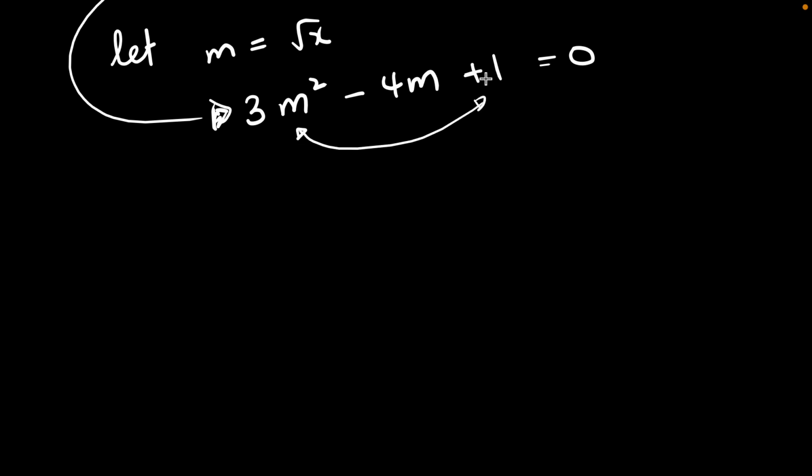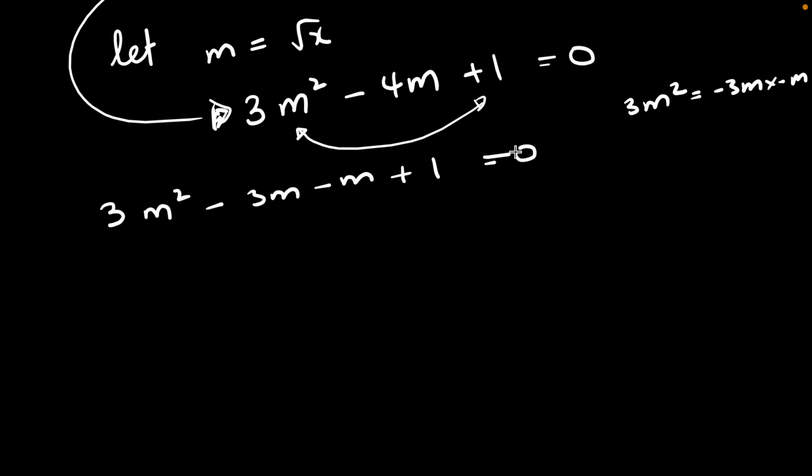3m squared times 1 is going to give me 3m squared. What are the factors of 3m squared that sum to give me negative 4? Well, this is a positive, so I could use two negatives, right? So I could go negative 3m times negative 1m. So I can rewrite this as 3m squared minus 3m minus 1m plus 1 is equal to 0.